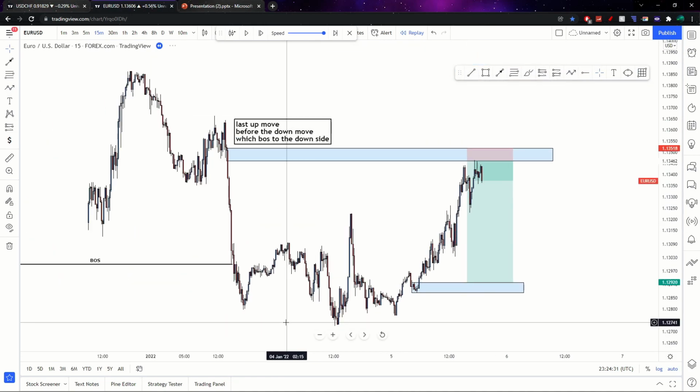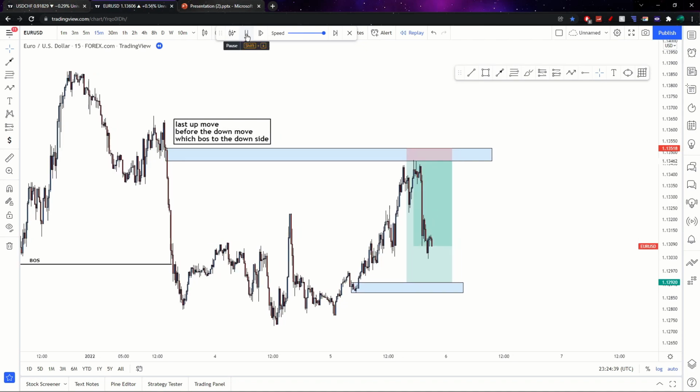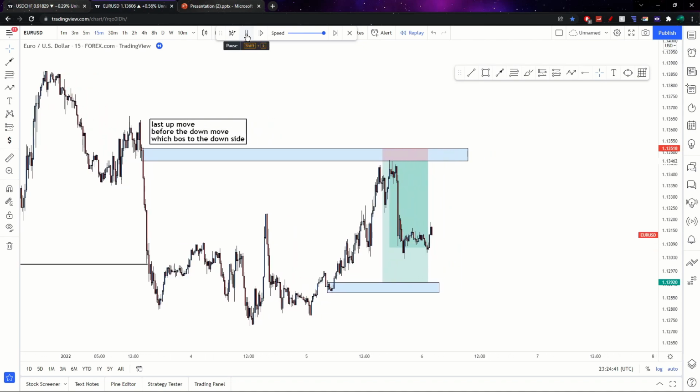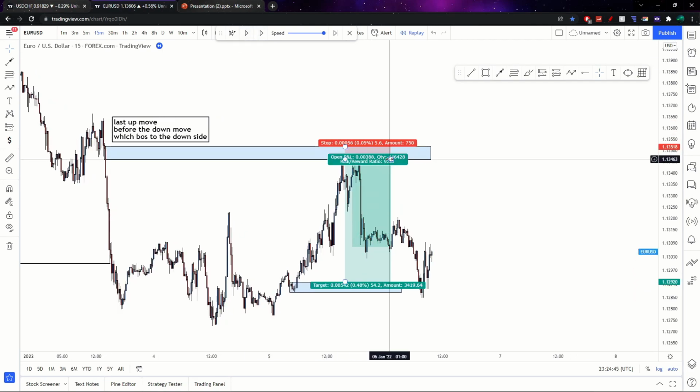Not at the low where we expect price to grab liquidity, but instead over here, because price could mitigate this demand zone. So we want to stay safe. And if I just play price, there we go, hit take profit.